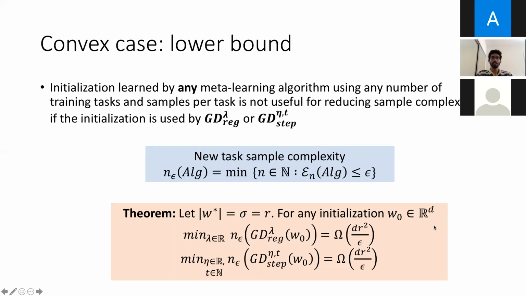And so the theorem is that for any initialization W, the minimum sample complexity of any initialization is going to be d r square over epsilon. Recall that r is the norm of W star and the noise sigma. So this says that if you use W star for a new task for either gradient descent or regularized gradient descent, you still need d r square over epsilon squared regardless of the initialization. And no matter how you pick the regularization parameter, how many steps you do for a new task, or what the learning rate is for a new task.